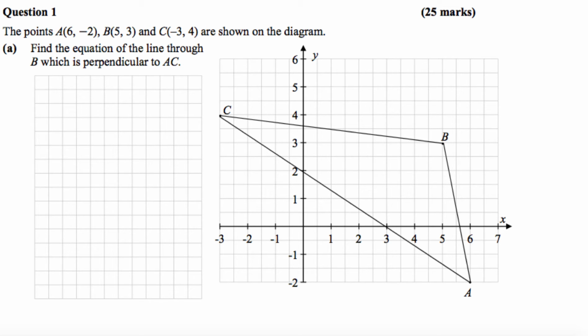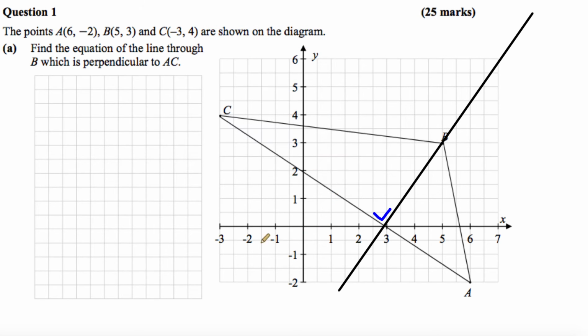Okay, so we're looking for the equation of the line through B that's perpendicular to AC. So that would be a line from B perpendicular to AC, something like that. So that's the line we're looking for. And obviously if you were to stretch that line out, it would be something like so. So we're looking for the equation of this line. Well, we know that this line here is going to be perpendicular to that one.